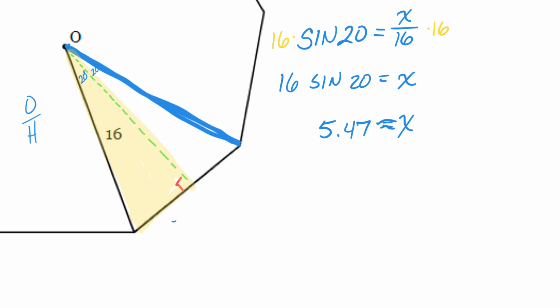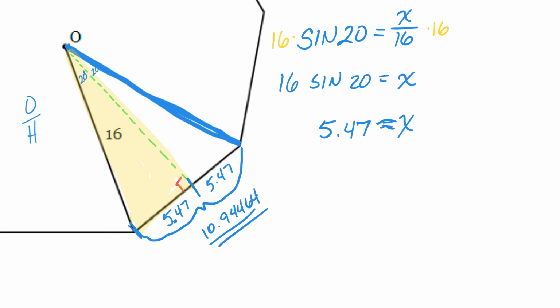So this x is no longer unknown. This x is 5.47. Which means this part of the triangle is 5.47, which means the entire side is 10.94464. That is actually what it comes out to when I put this in my calculator.